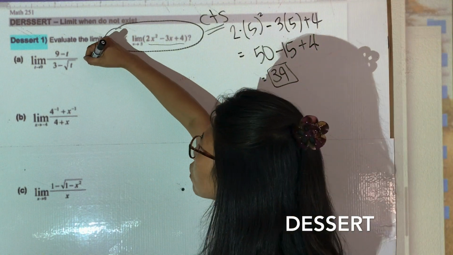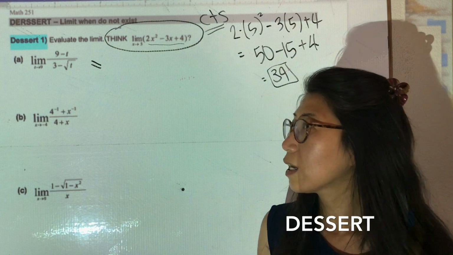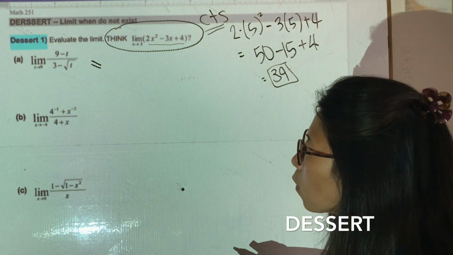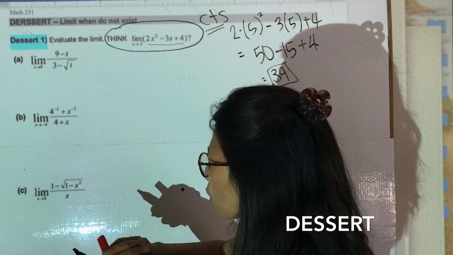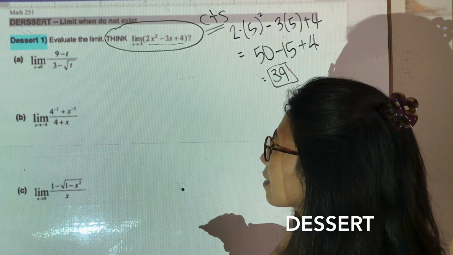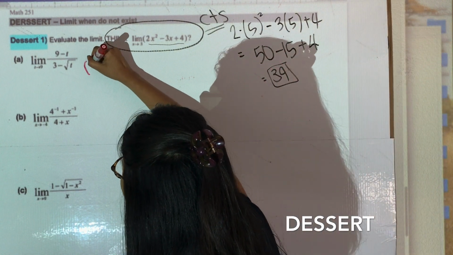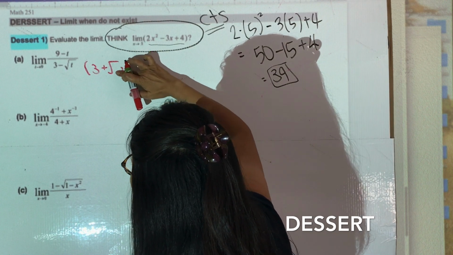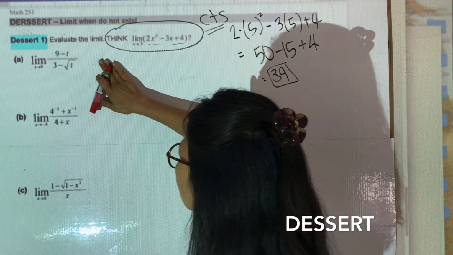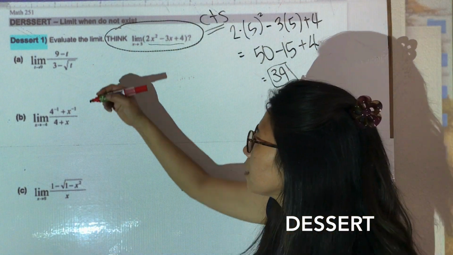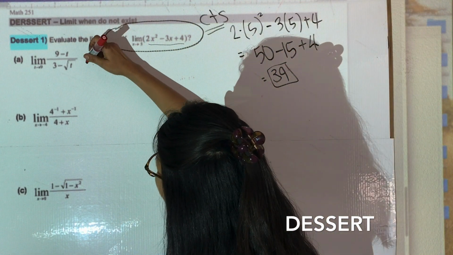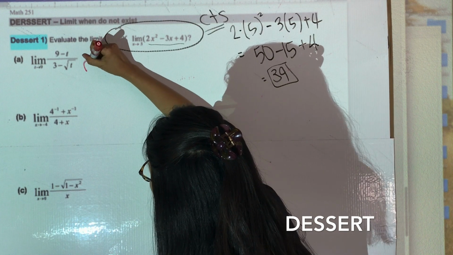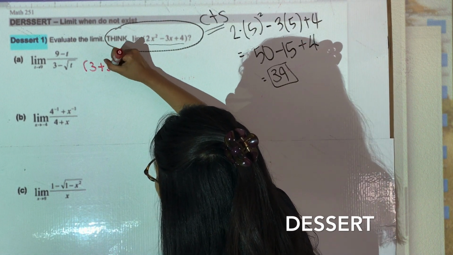So how are we going to evaluate this one? Should I say that it does not exist? No, we cannot. We have to do some small algebra that we learned in algebra and pre-calc class. Then we can rewrite these expressions. To rewrite these expressions, we are going to multiply by the conjugate.